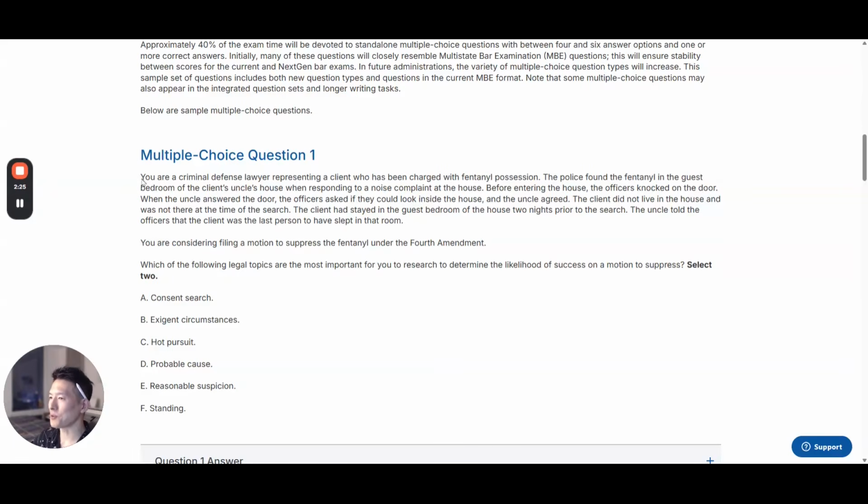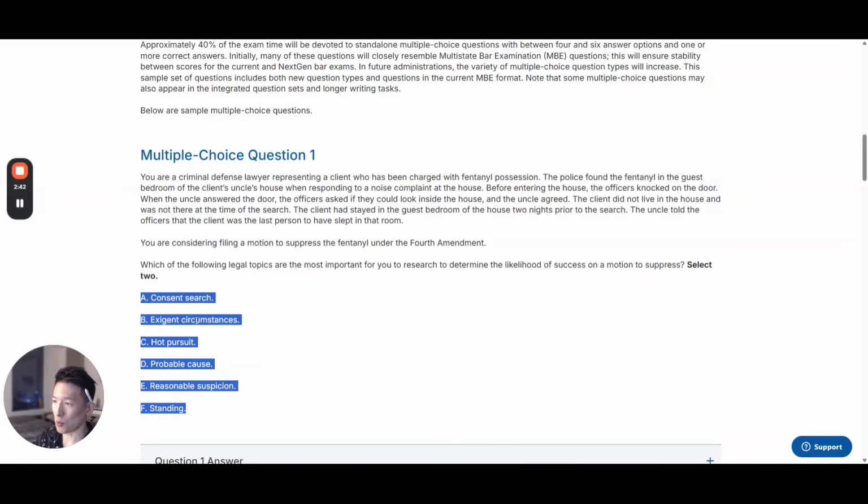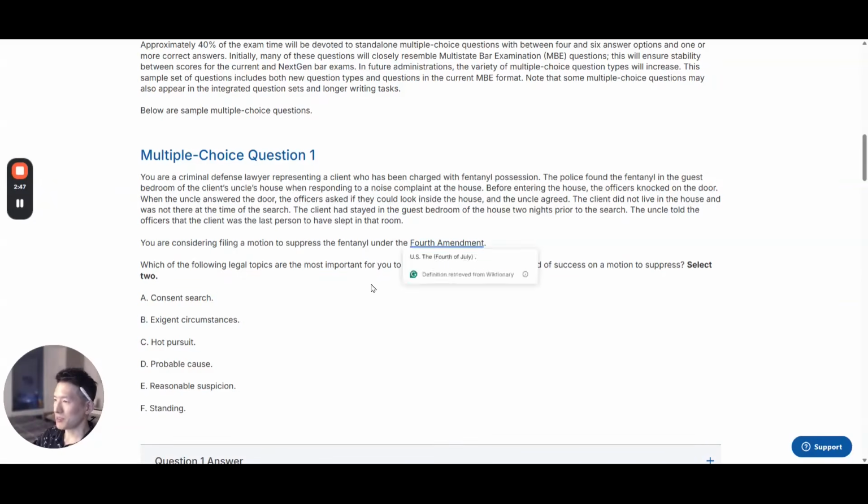Like, you don't have to overthink the fact that you're a criminal defense lawyer. It just tells you that, oh, maybe this is a criminal law, criminal procedure question. And in fact, if you start looking down here, it just pops out at you right away that this is a crim pro question, because these are exceptions to warrants. And we're talking about the 4th Amendment. It's definitely crim pro.